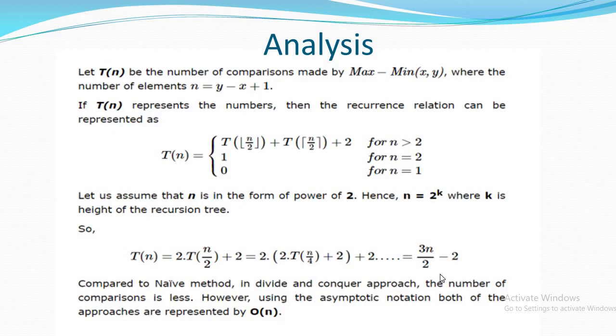Neglecting the order of magnitude, we can declare the time complexity as big O of n. Comparing the naive method with the divide and conquer approach, the number of comparisons is much less. However, using asymptotic notation, both approaches are represented by big O of n.